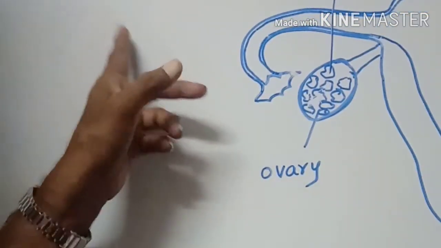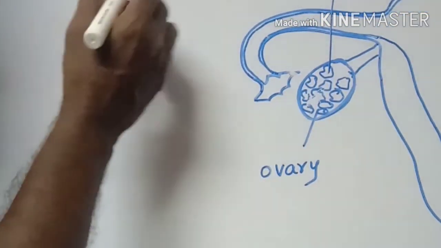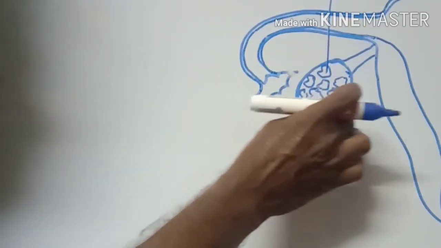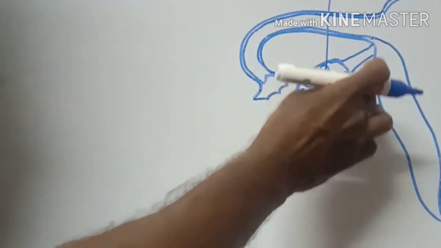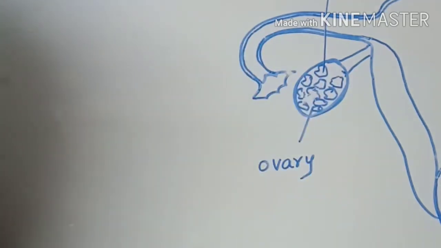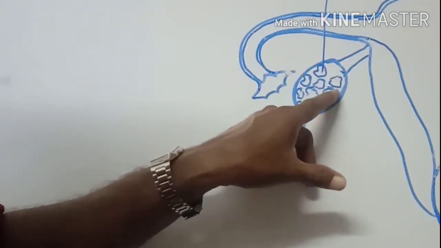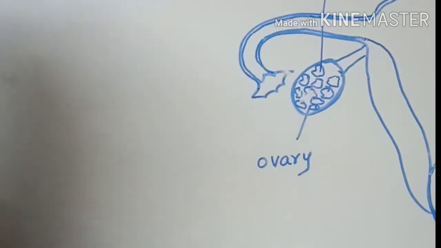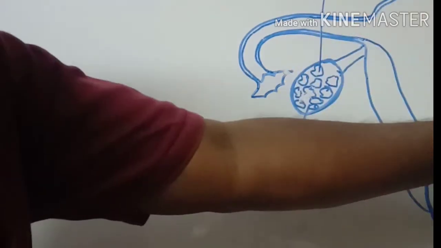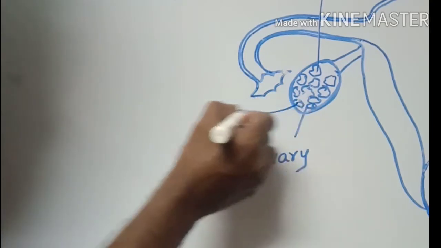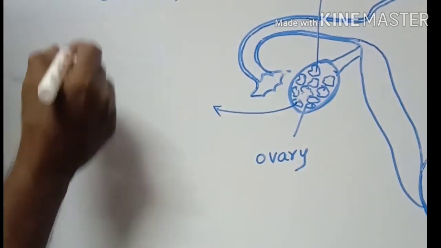Next we see. Okay, see the ovary. In this ovary, what is present? In this ovary several ovarian follicles are present. These are the follicles. These are also called Graafian follicles. In every ovary several ovarian follicles are present. We can show one follicle here.